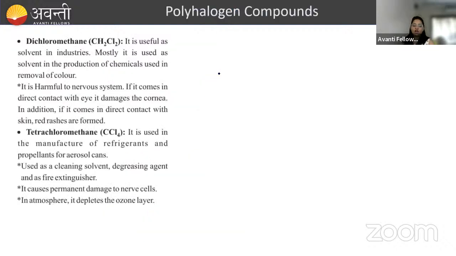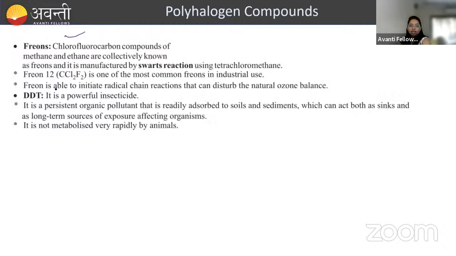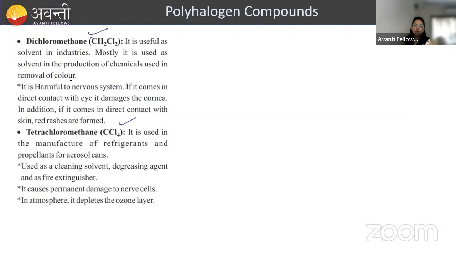Next, let's talk about the very short topic present in this chapter, that is polyhalogen compounds. So there are certain compounds which are polyhalogen, and which are those: dichloromethane and tetrachloromethane, then freon, and DDT. So these are the four polyhalogen compounds. What is dichloromethane? It is useful as a solvent in industry. Mostly it is used as a solvent in the production of chemicals, and in removal of color. It is harmful to the nervous system, and that's why it gives red rashes and everything. But this is a very important solvent.